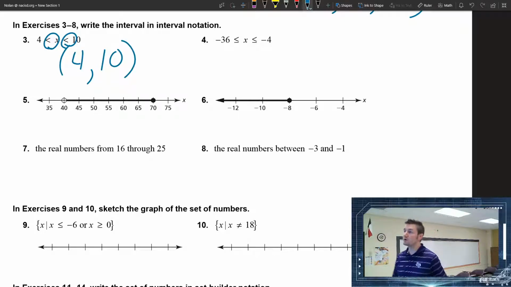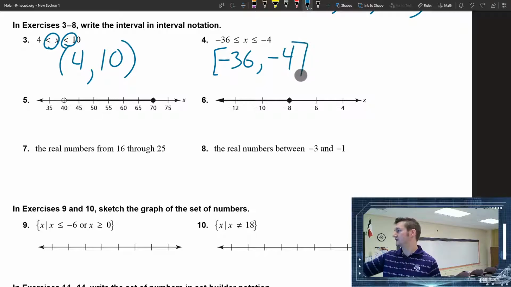For number 4, we are going to include the endpoints because you can see that we have a less than or equal to. So we're going to use brackets for the -36 and the -4 since we have those signs. So -36, put a little bracket in there, and then -4, and again a bracket for that one as well.